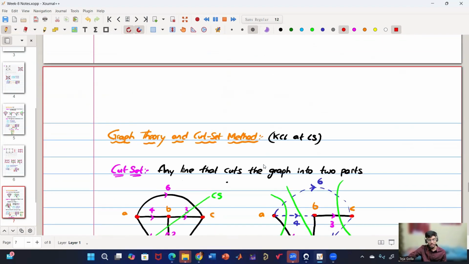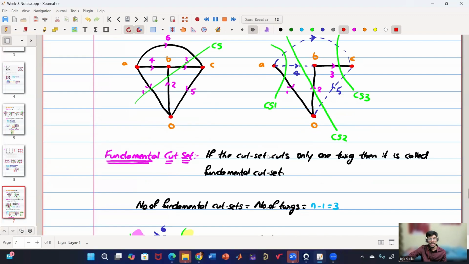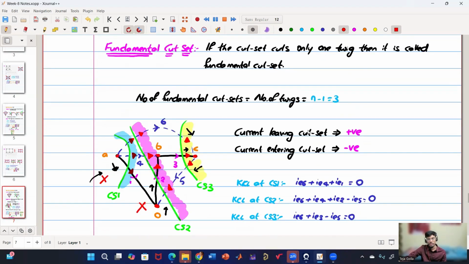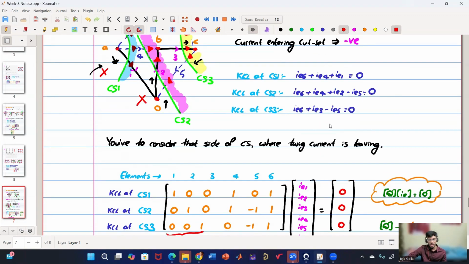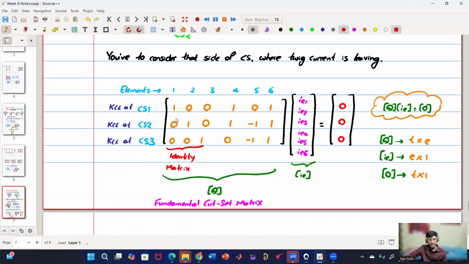Then we moved on to graph theory and the cut set method. We learned that a cut set is any line that cuts the graph into two parts, and a fundamental cut set cuts only one twig. So the number of cut sets is equal to the number of twigs. If you follow the convention and write the expression, you will get the fundamental cut set matrix, also called the Q matrix, where you get an identity matrix for the twigs, because 1, 2, 3 are twigs, and you are able to see the identity matrix.